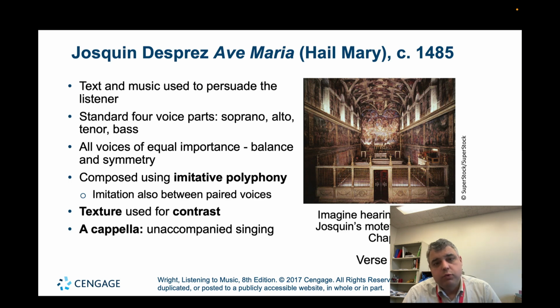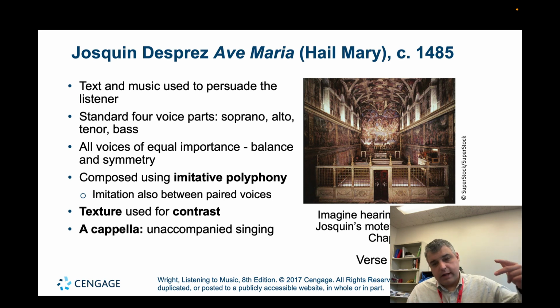The difference between this piece and maybe pieces before in the Middle Ages is all voices are going to be of equal importance, okay? We have balance and we have symmetry. And he does this by maybe having, he'll switch up each voice, maybe we'll have the melody in each voice, okay? He'll also switch up the texture throughout this piece.